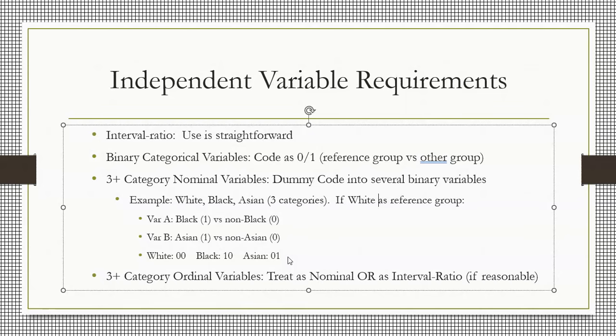So you don't always want to do it in that order. So that's a possibility. Anyway, with ordinal variables, again, we can just treat them as nominal, make those same kinds of comparisons we would make with nominal variables. The other option is to treat them as interval ratio. And sometimes we can do that when it's really a reasonable thing to do.